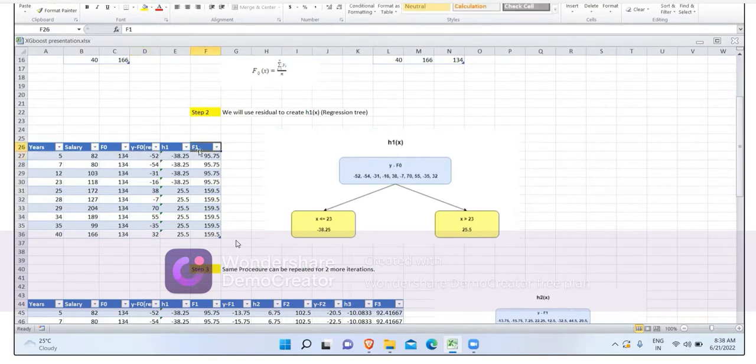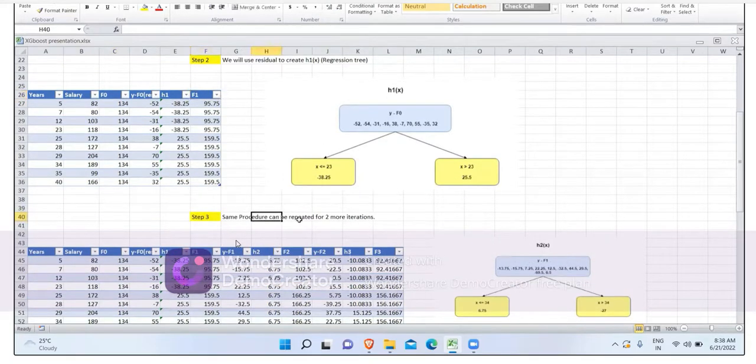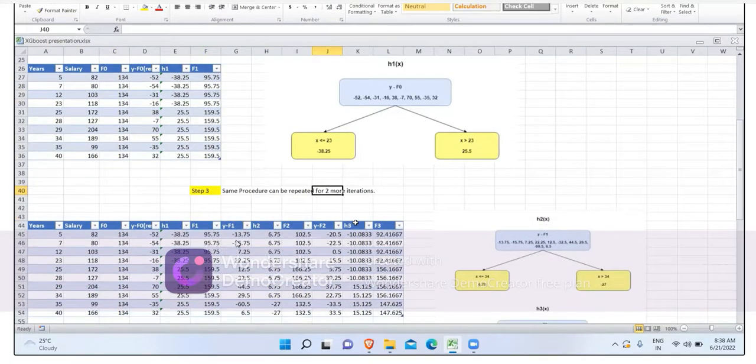So we can call this function f1 the boosted function, and it is obtained by the summation of f0 plus h1 over here. In this way, the additive model h1(x) learns from the residual of our previous model f0, and it suppresses it in the next model, that is h1(x). This procedure can be repeated for two more iterations.